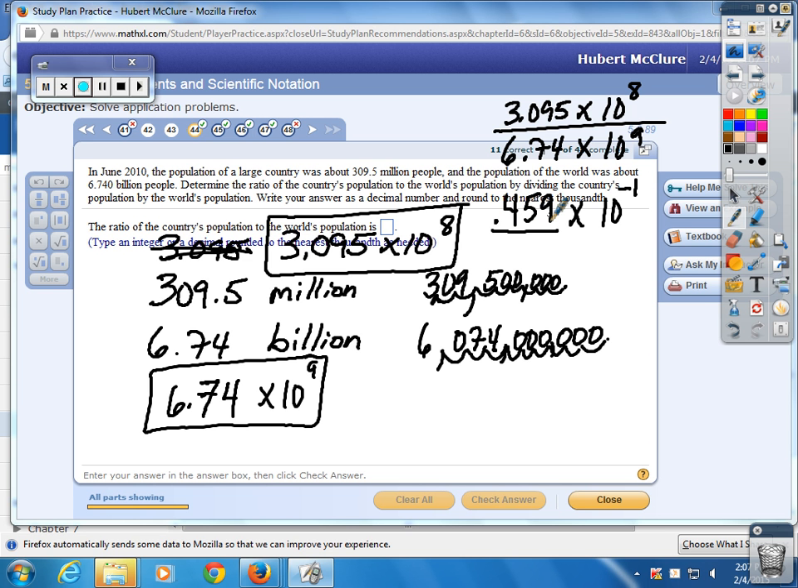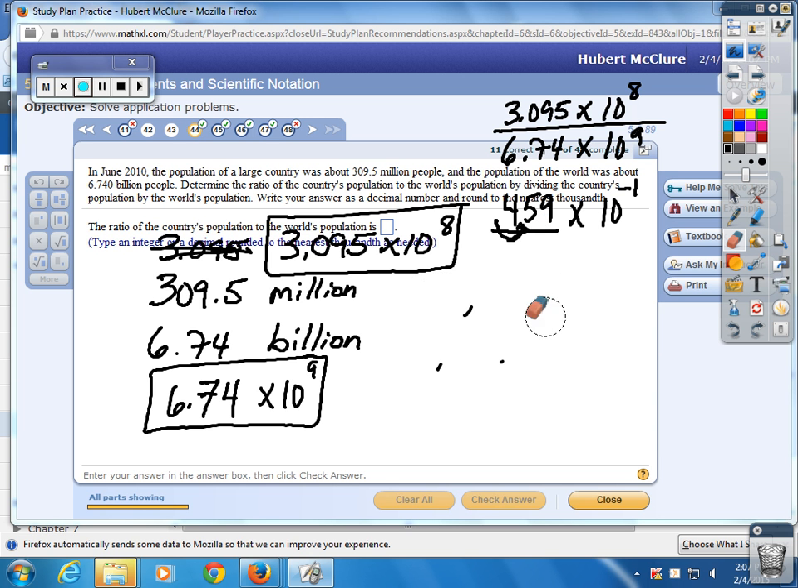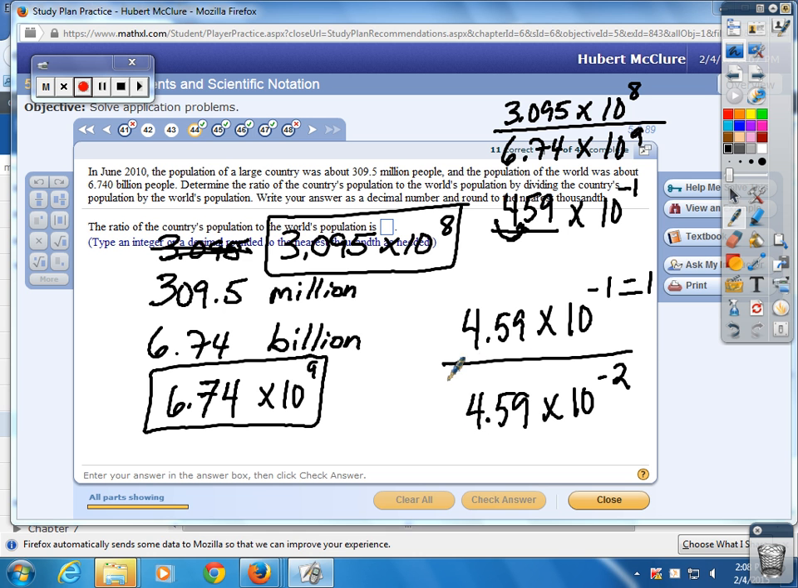Is this in scientific notation? No, it's not. So I've got to move it one place. So that's going to give me 4.59 times 10 to the -1, blank 1. Which way did I move this decimal right here in my head to get it back the way it was? To the left. And your answer is 4.59 times 10 to the -2. Well, Hubert, that's not right. Okay, let's hold on. We'll see who's right.